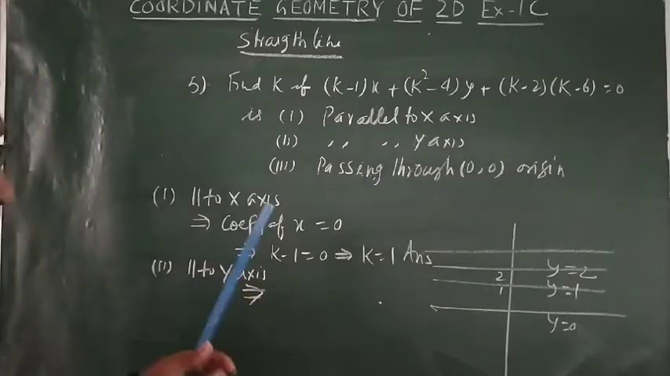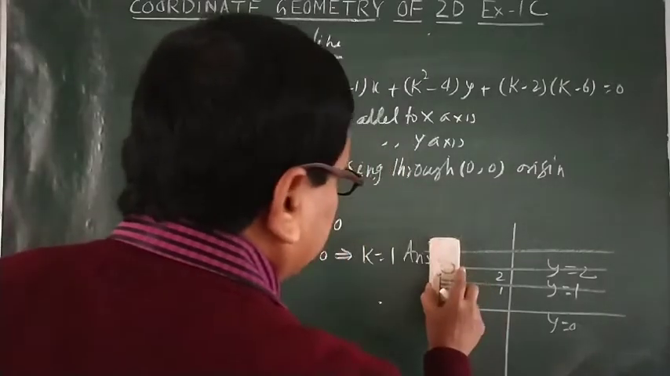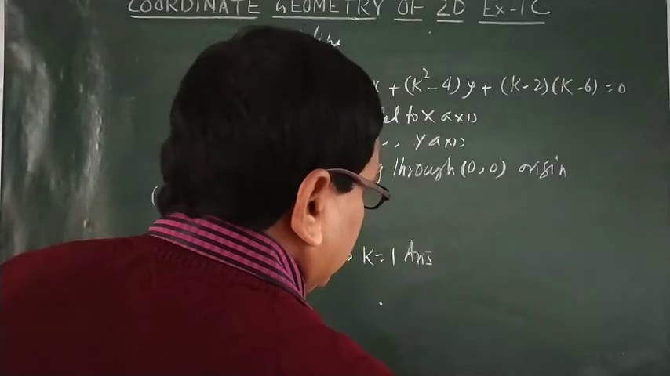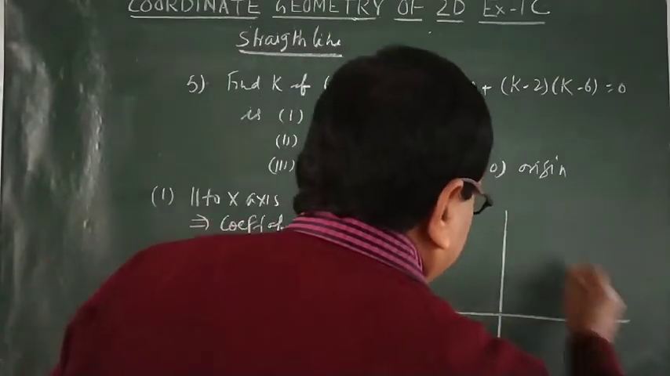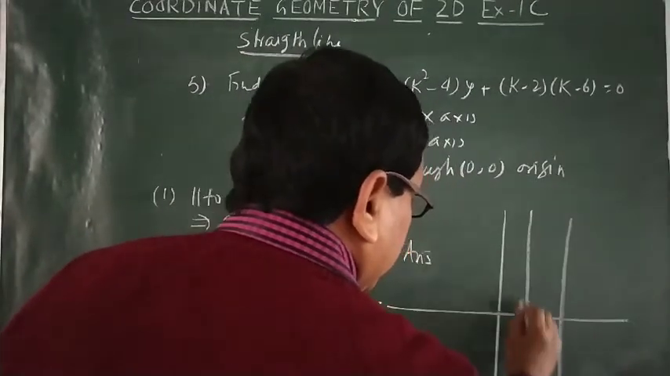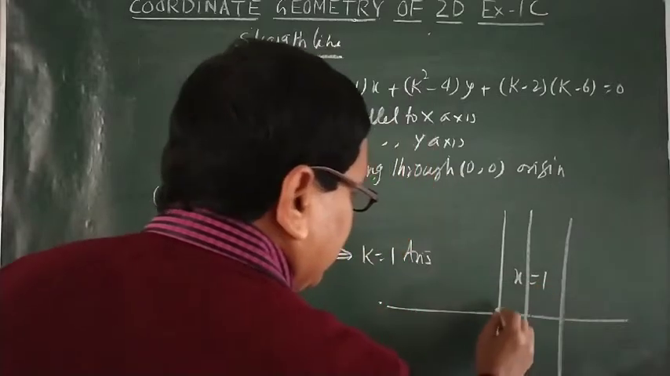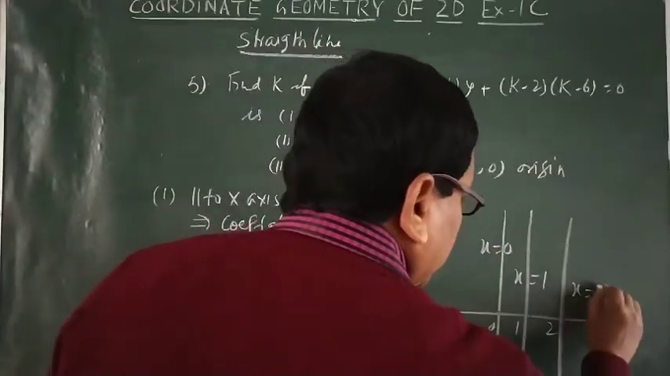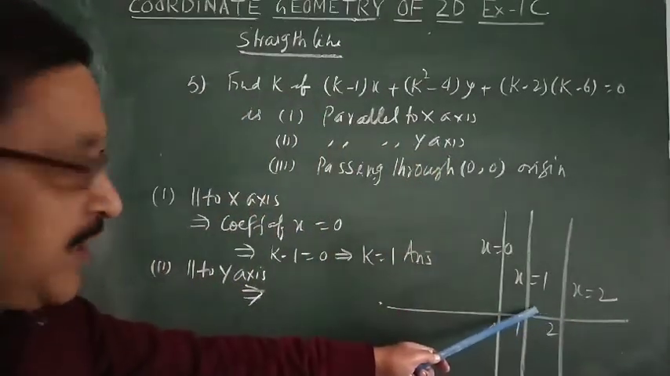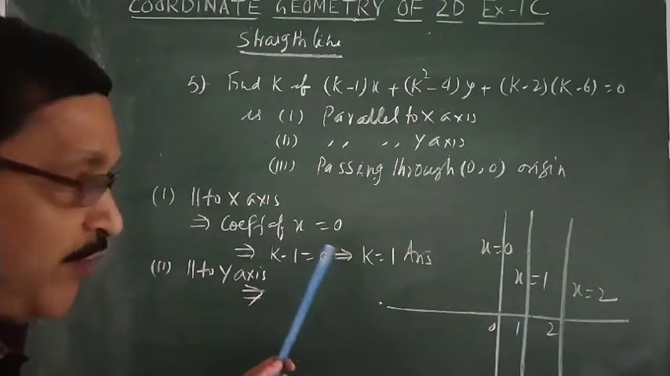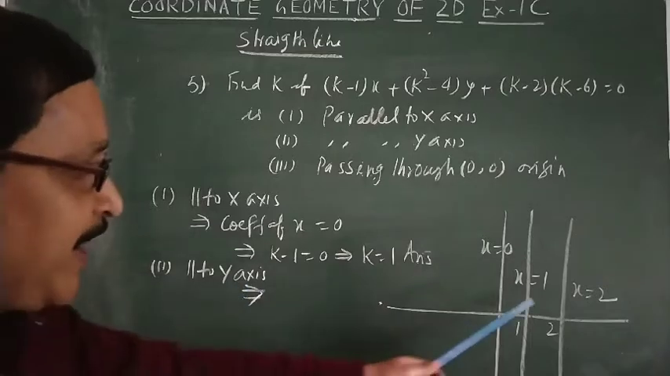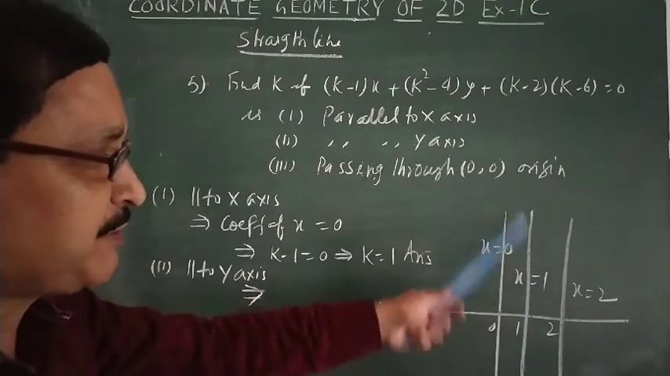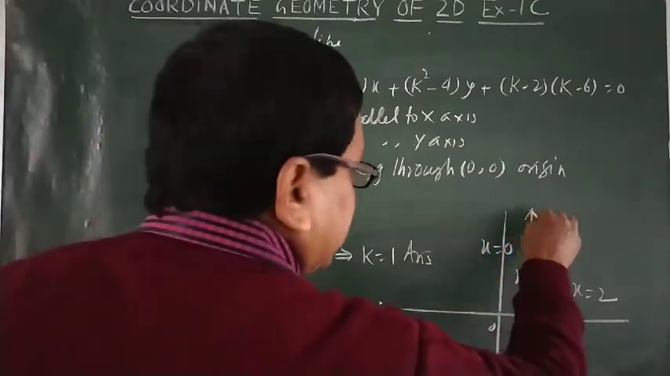Similarly, second, parallel to y-axis. It is quite obvious that if the lines are parallel to y-axis, x is equal to 1, x is equal to 0, x is equal to 2. So y does not exist. So the coefficient of y is equal to 0, because y does not exist for the lines parallel to y-axis.